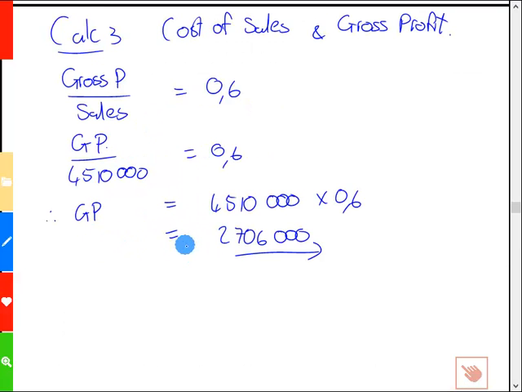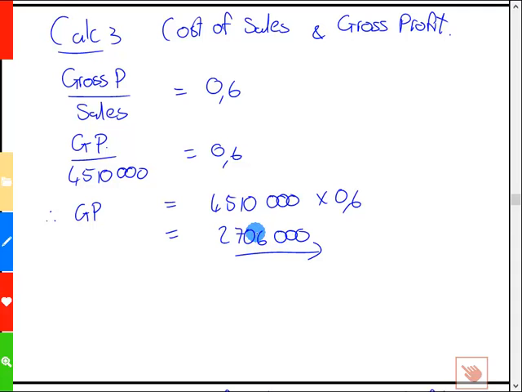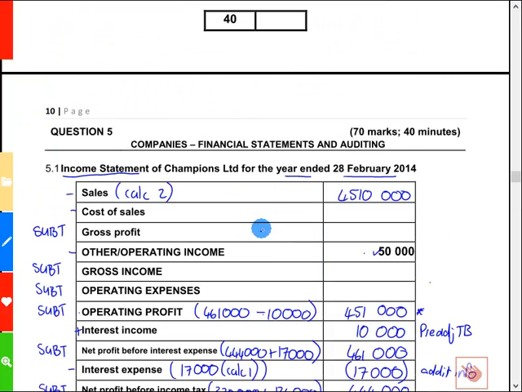Right, now we've got the gross profit, 2706, so let's fill that in. If my gross profit is 2,706, my sales is 4.5 million. What is my cost of sales? It's going to be the sales figure minus the gross profit figure. Therefore, it's 4510000 minus 2706000. You're all comfortable with that?